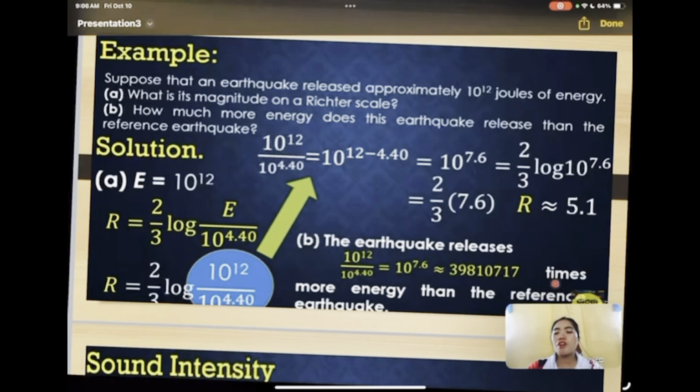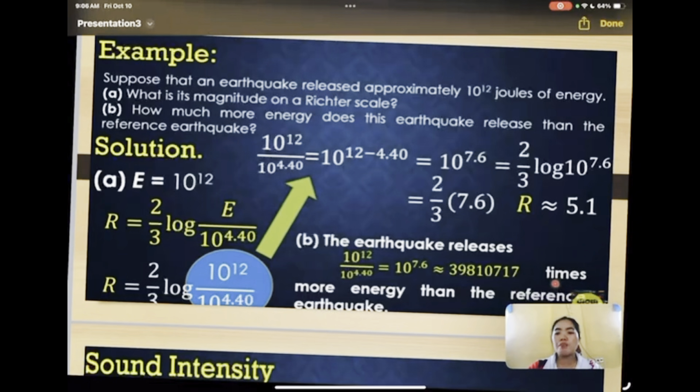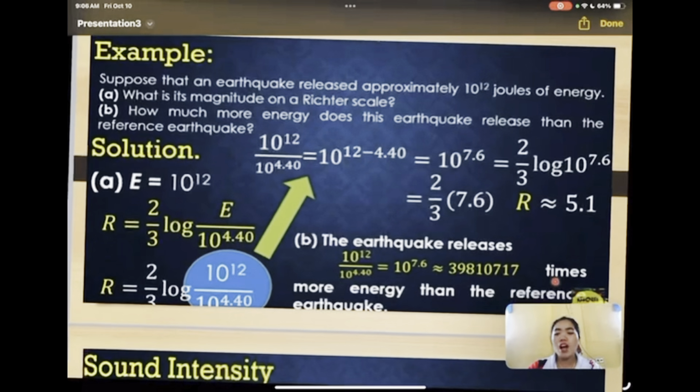For now, you are going to use a scientific calculator to get the value of 10 raised to the power of 7.6. However, in our next lesson, we'll be discussing how to do it manually without using a scientific calculator.